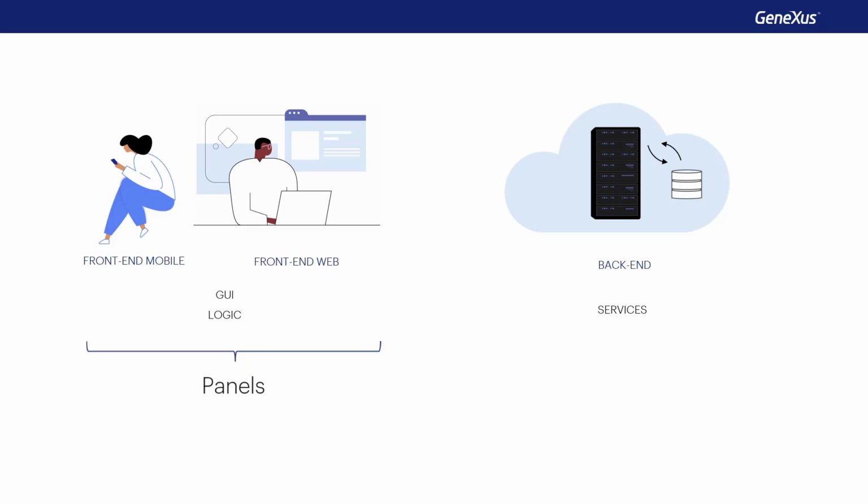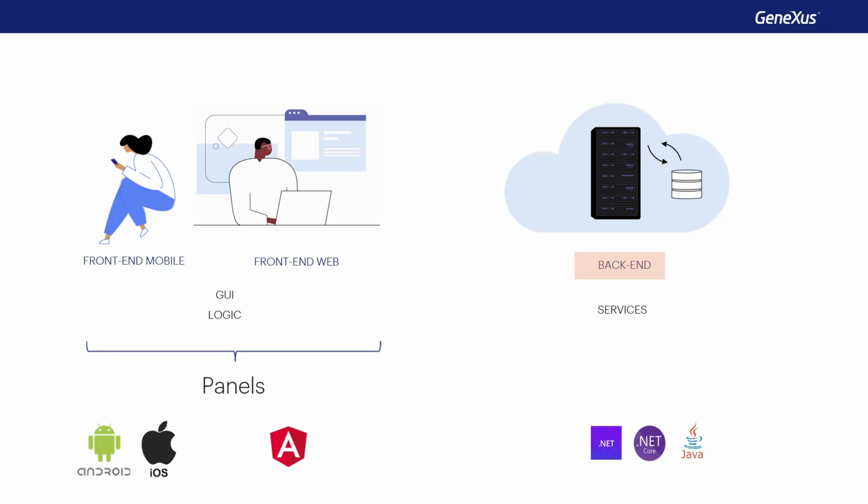In order to have these complex applications on the client side, the front end, we'll use Angular to generate the web client and Android or iOS for a native application client. GeneXus generates the server part, the backend, in .NET, .NET Core, or Java.